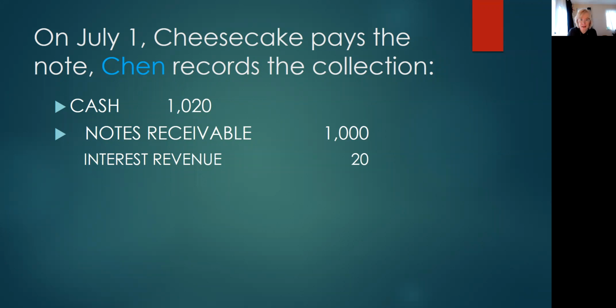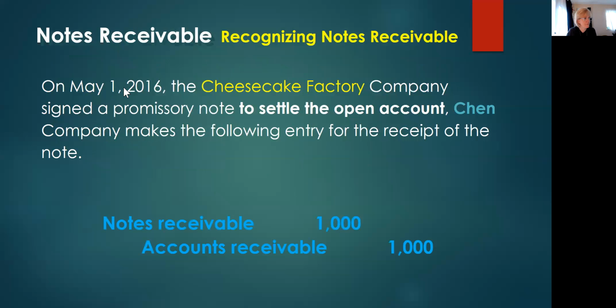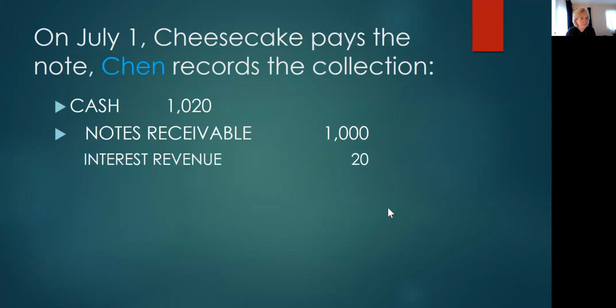Cheesecake could not pay their accounts receivable on time. Cheesecake negotiated to convert it to an interest-bearing note. Chin allowed them to do that. Chin booked the conversion back here on May 1st. Here's the conversion entry, May 1st. And then we calculated the interest.